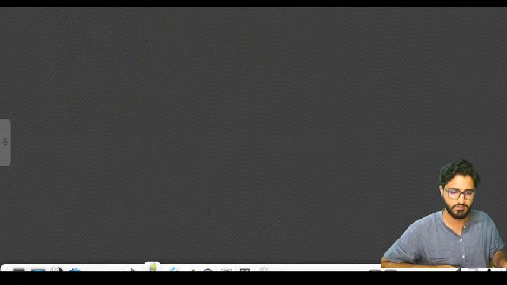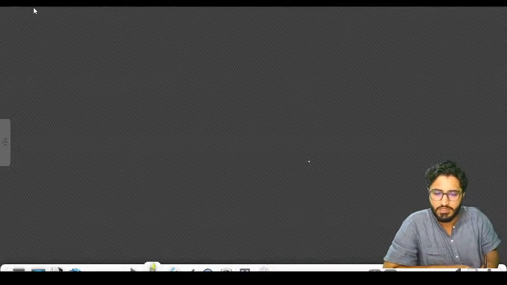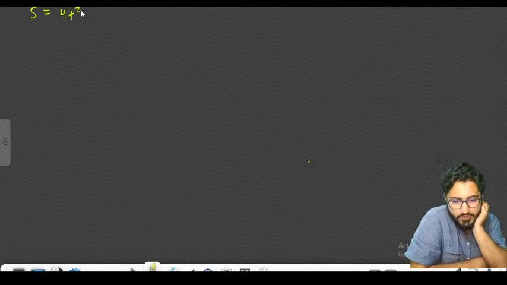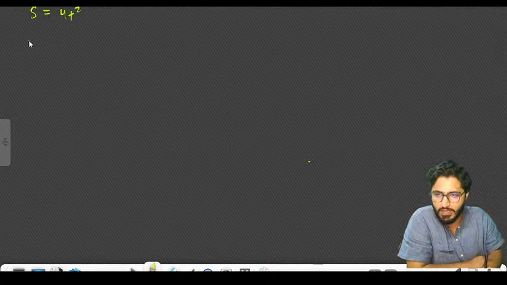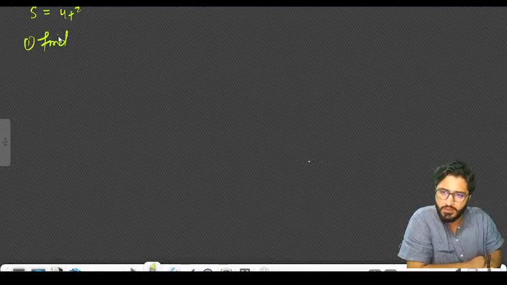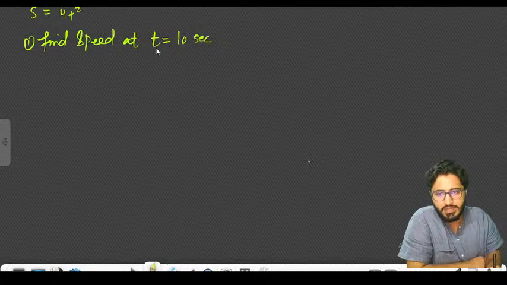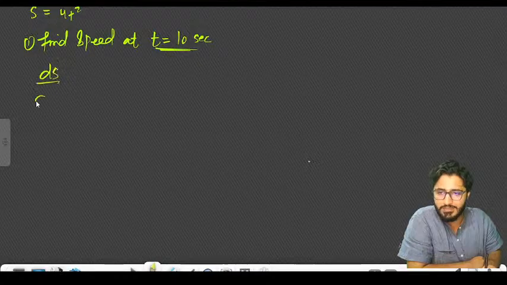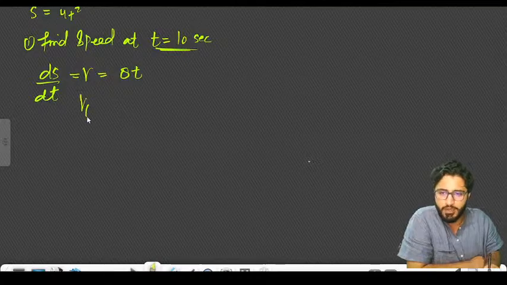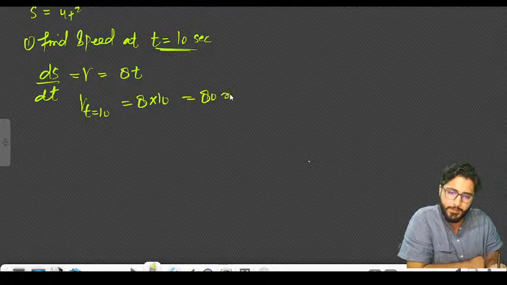One more numerical. If s is given to me as 4t square, first part, find speed at t equals 10 seconds. That means at this instant you have to find speed. So I can write ds by dt. This will give me speed, which is equal to 8t. So speed at t equals 10, I can write 8 multiplied by 10. Answer is 80 meter per second.